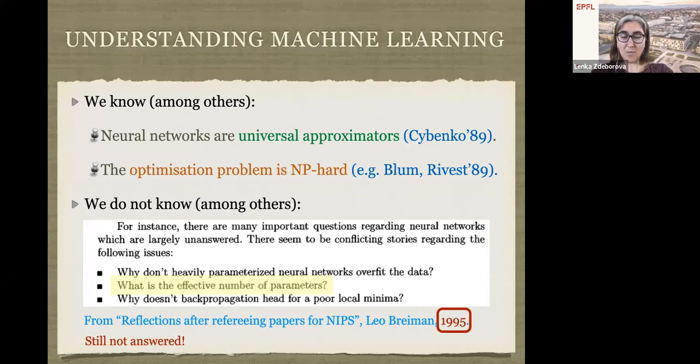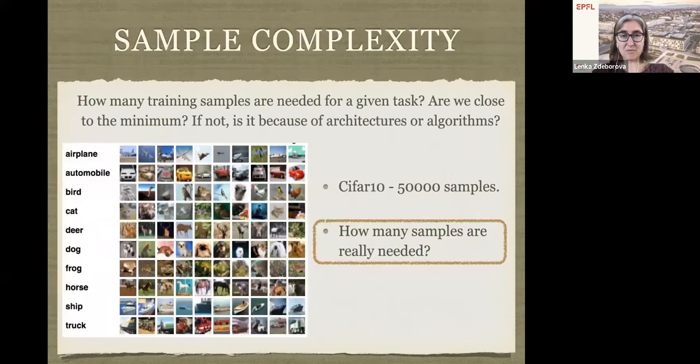For instance, the one about the effective number of parameters, the way I like to think about it is to think about the sample complexity, the question of how many training samples are truly needed for a given task. You can take your favorite algorithm, your favorite way of training and your favorite architecture, and train on these benchmark tasks and get some performance, but we do not really know whether we can do better or not. And if we can do better, is it by changing the algorithm or changing the architecture or doing some combination of the two or something else?